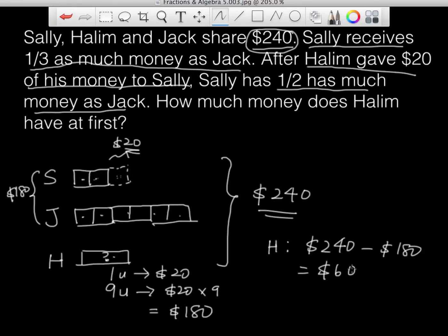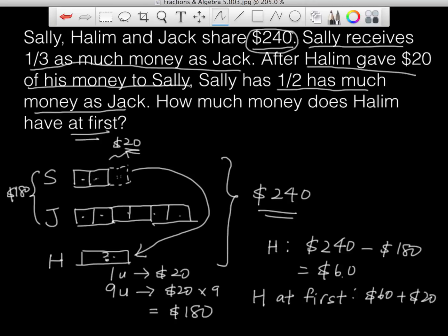Is this the answer? No. Read the question carefully, okay? The question reads, how much money does Halim have at first? This is what Halim has after giving that $20 to Sally. So to find how much money he has at first, we have to add back this $20. So Halim at first would have $60 plus the $20 that he gave to Sally, and that would be $80.